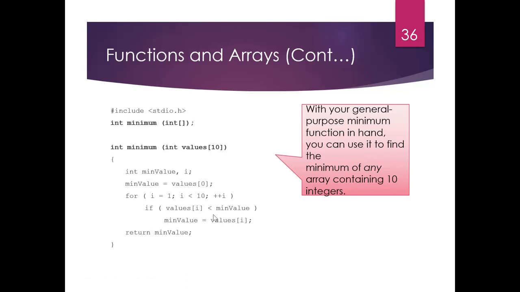This is another example. Here int minimum is the prototype of the function. It takes only an integer type array. This is the function declaration: int minimum, which takes an array of values with size 10. Here is the function body. What it does is find the minimum value of the array.